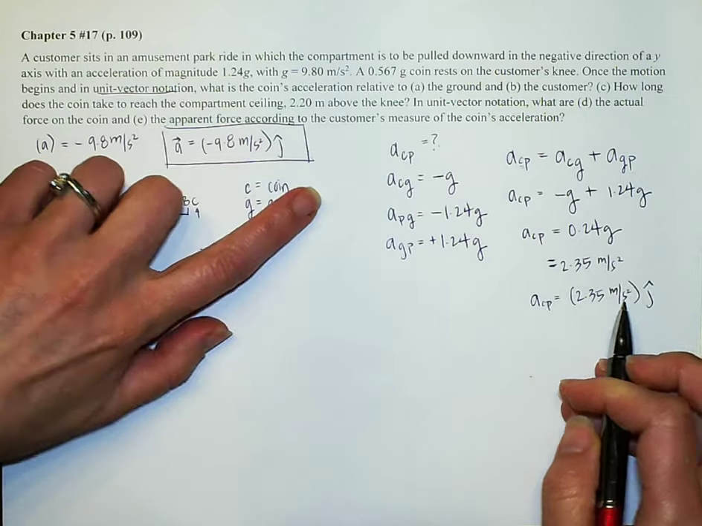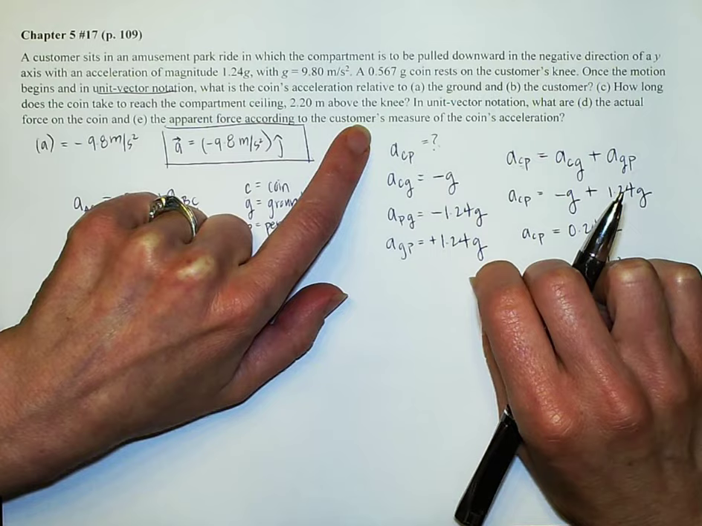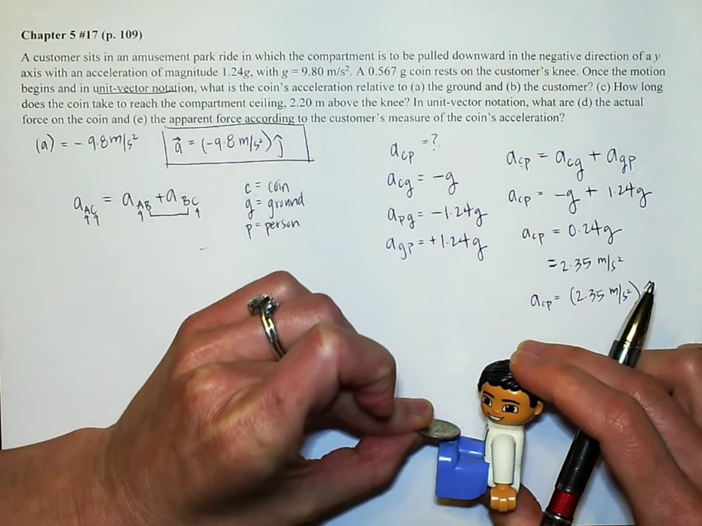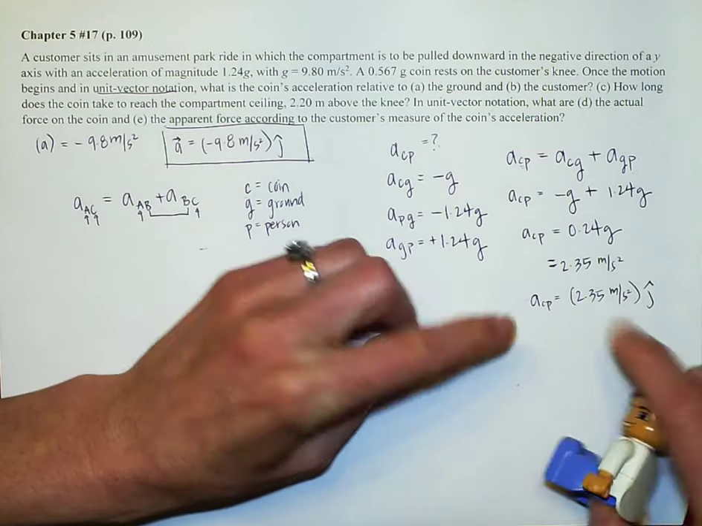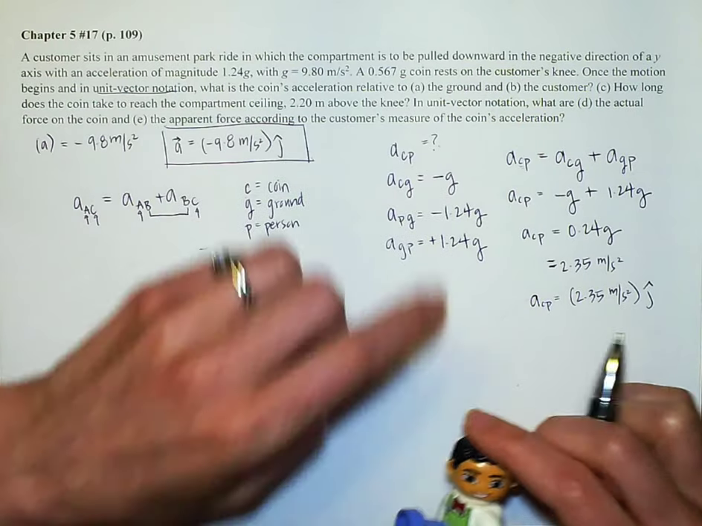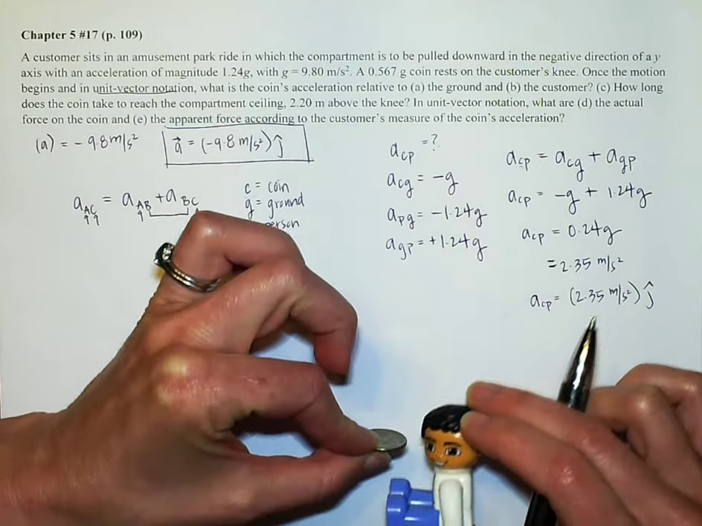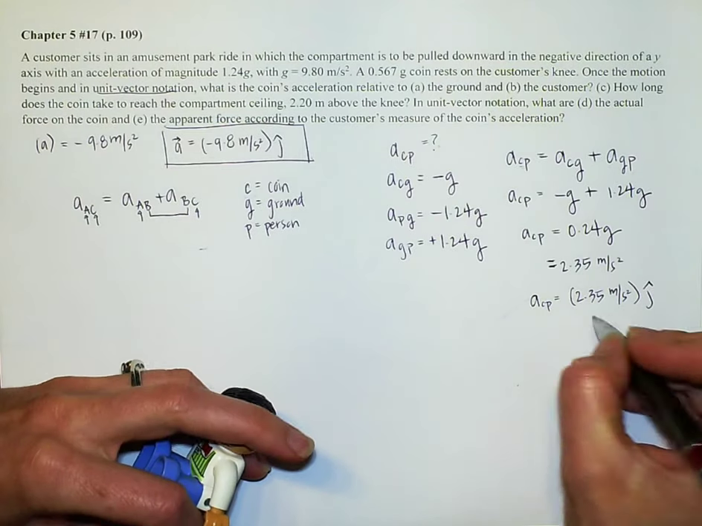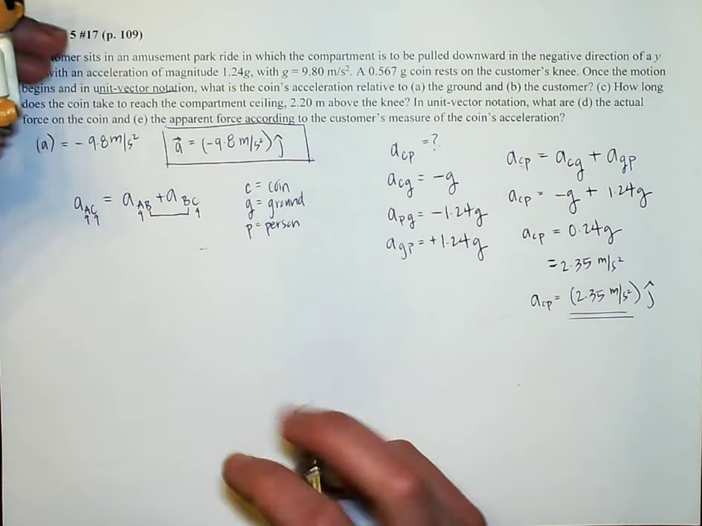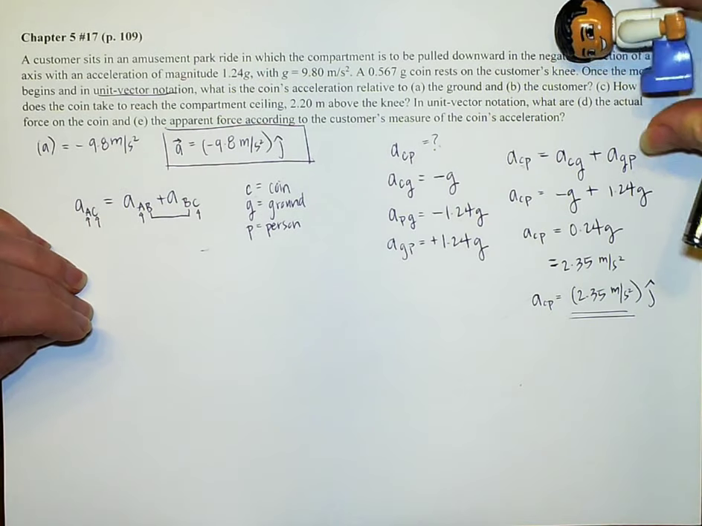And then if I want to know how long the coin takes to reach the compartment ceiling, 2.2 meters above the knee, then we are really just dealing with this coin going up at this acceleration, because our compartment also has our acceleration of 1.24 g in the downward direction. What that means is that I can use this acceleration to solve for the time that it's going to take.